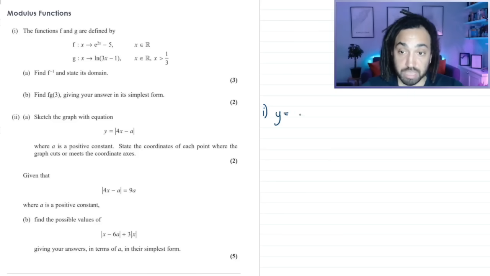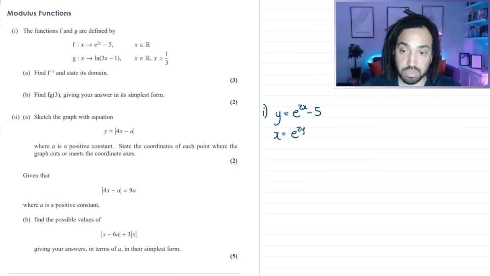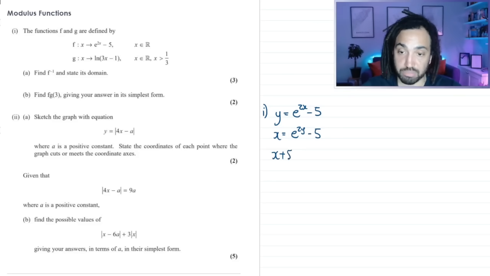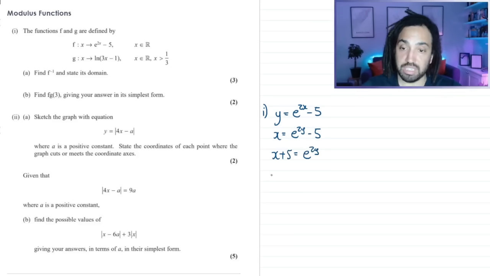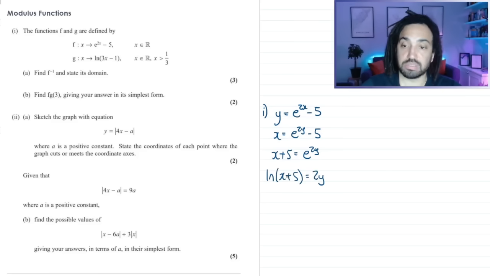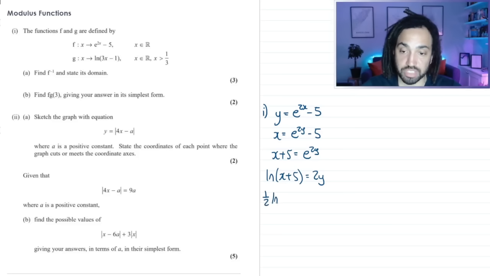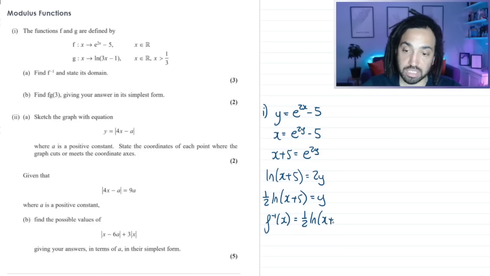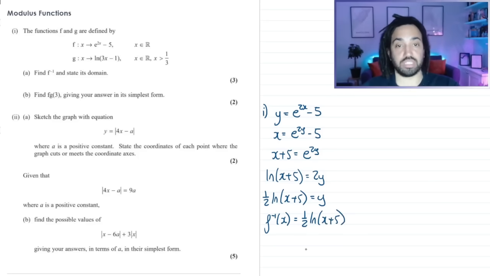So we're going to do the same thing. We're going to set y equal to e to the 2x minus 5. We're then going to do the xy swap, like so. And then we're going to make y the subject again. So add 5 to both sides. Take the natural logarithm of both sides. And then divide by 2 or times by half, same thing. To get this, so then we write f dash of x is equal to 1/2 ln of x plus 5, like so.